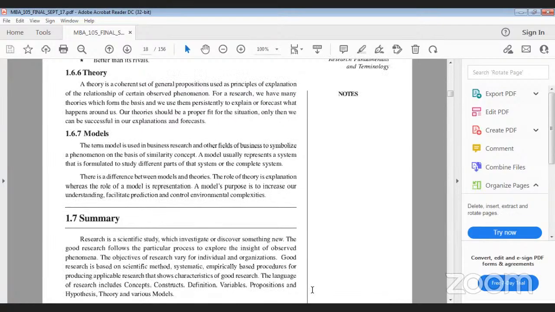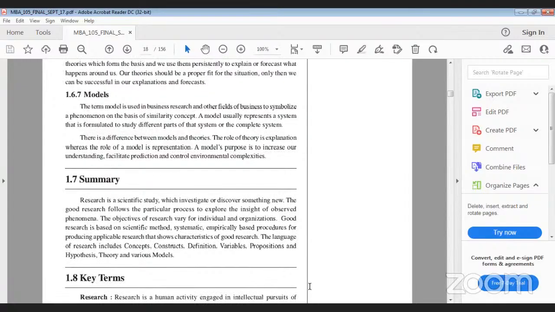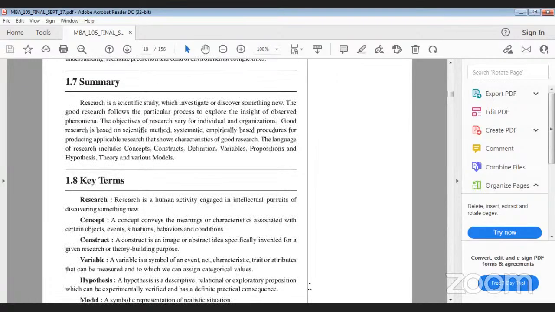In this chapter, the main summary is: research is a significant study which investigates or discovers something new. Good research follows a particular process to explore the insight of observed phenomena. The objective of research varies for individuals and organizations. Good research is based on significance, scientific methods, and systematic characteristics of good research. The language of research includes concept, construct, definition, variable, proposition, hypothesis, theory, and various models.